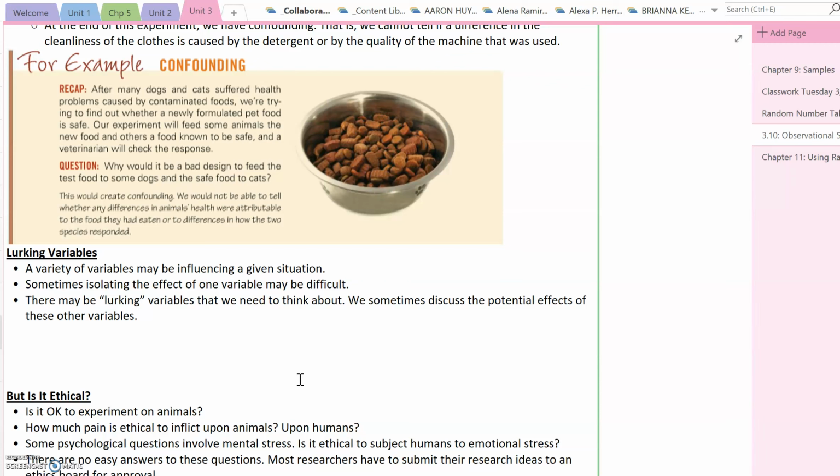Lurking variables. A variety of variables may be influencing the situation. Sometimes isolating the effect of one variable may be difficult. There may be lurking variables that we need to think about. So lurking variables might be, and we've used this example a little bit ago, talking about how the amount of ice cream sold increases at the same time that the murder rate increases in a city. Well, that doesn't necessarily mean that the ice cream and the murder rate have an impact on each other.